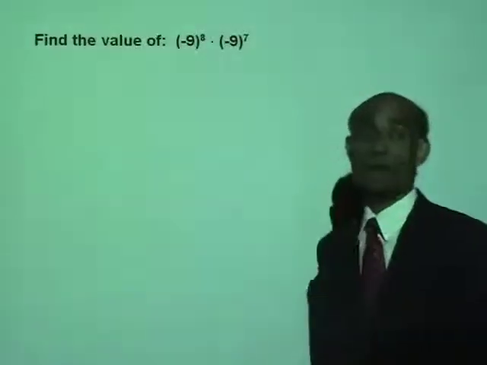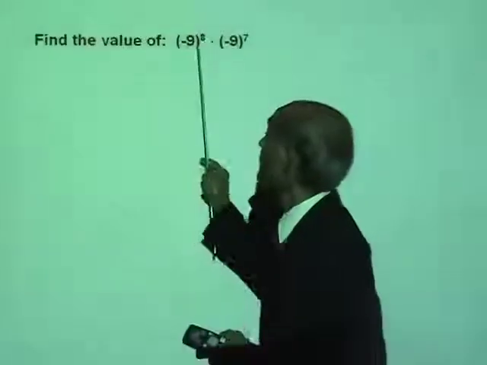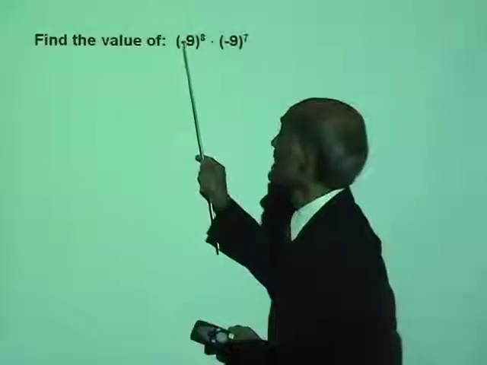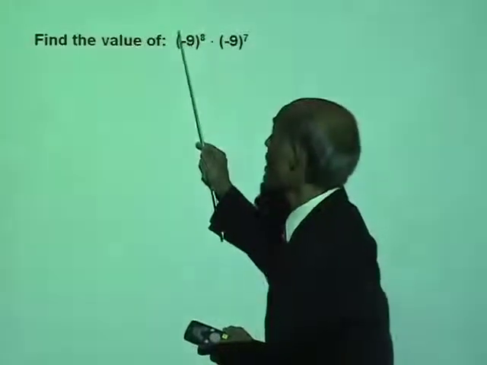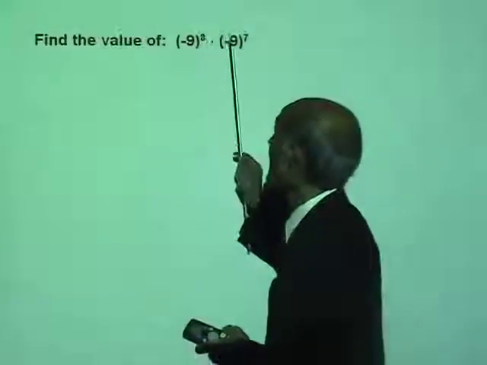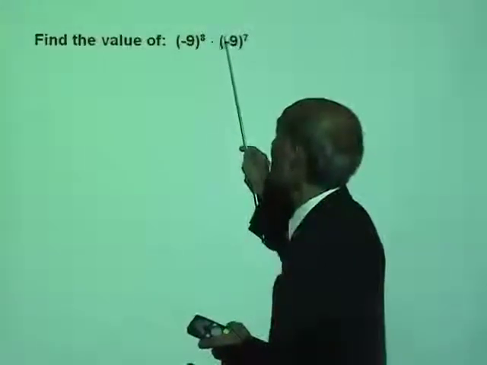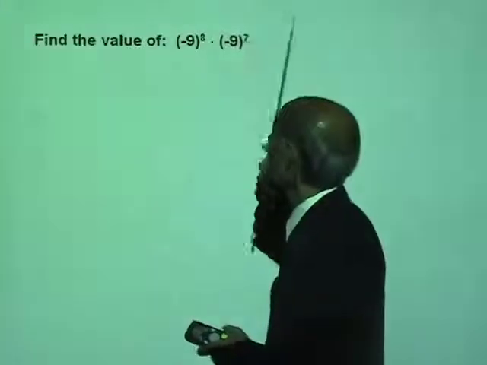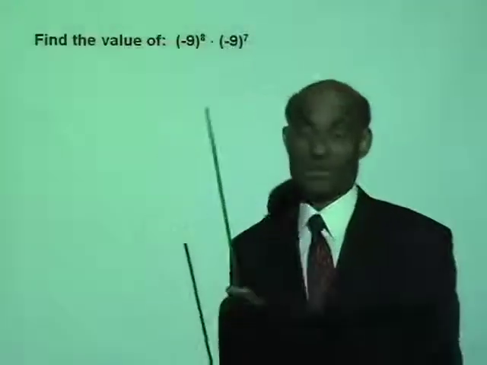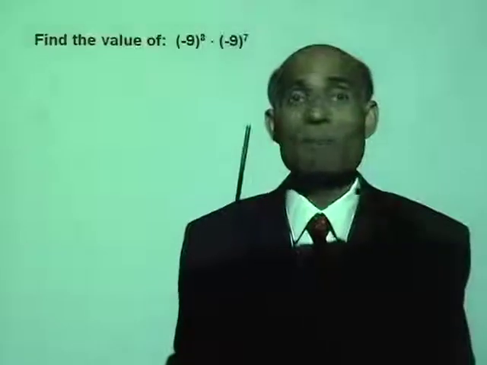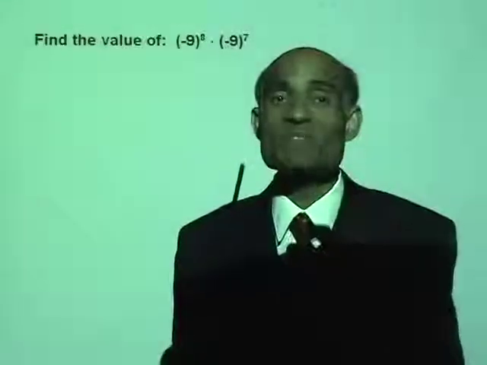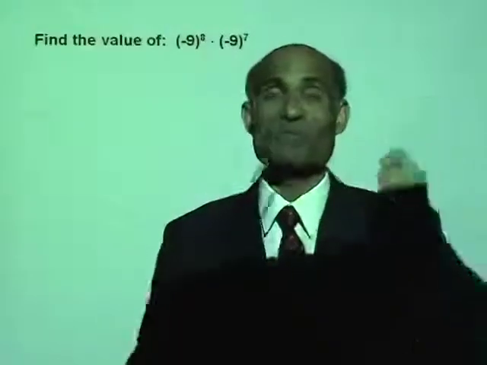Okay, let's do another one. Find the value of, now I want you to watch this, negative 9 raised to the power of 8 multiplied by negative 9 raised to the power of 7. Well, you know that a negative number multiplied by a negative number is a positive number. Okay, let me ask you this now.